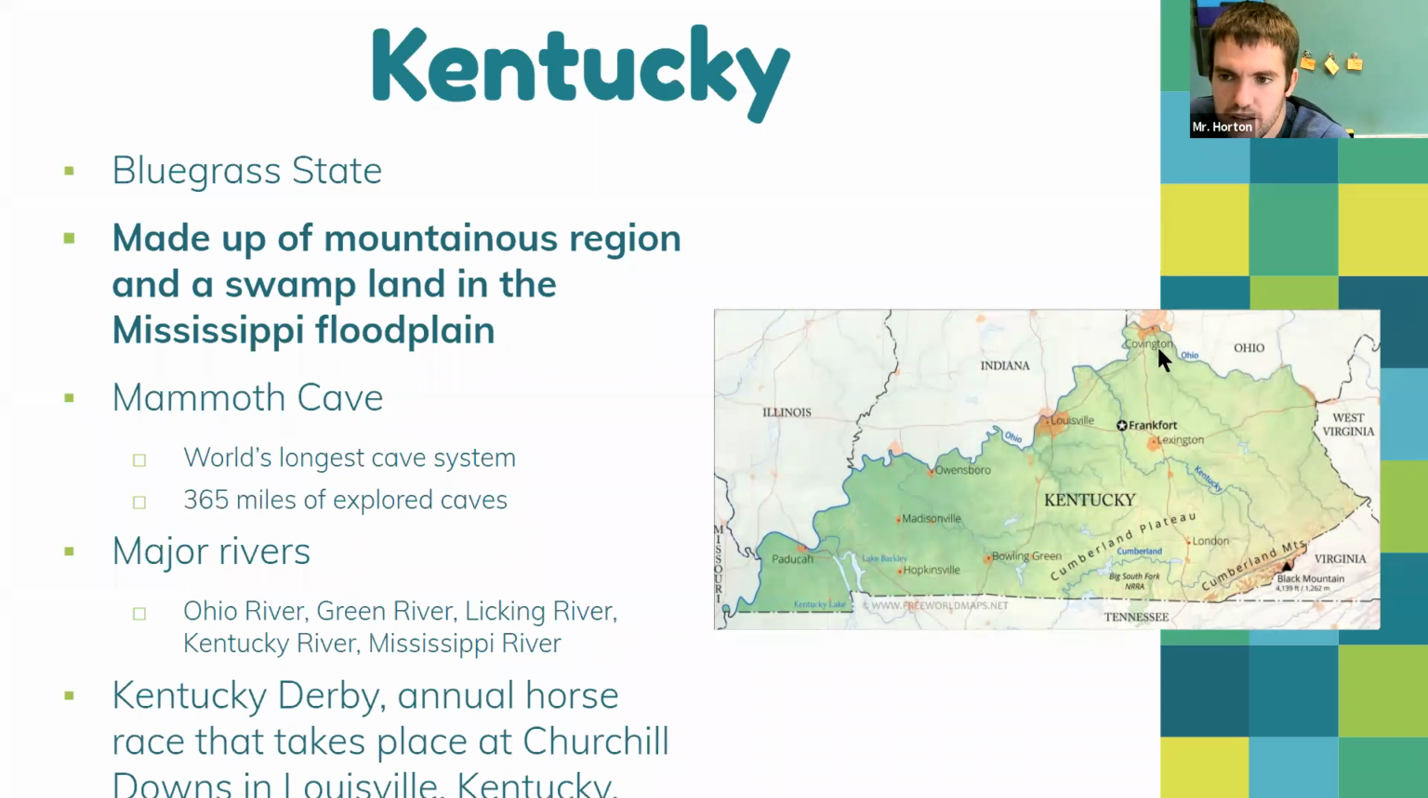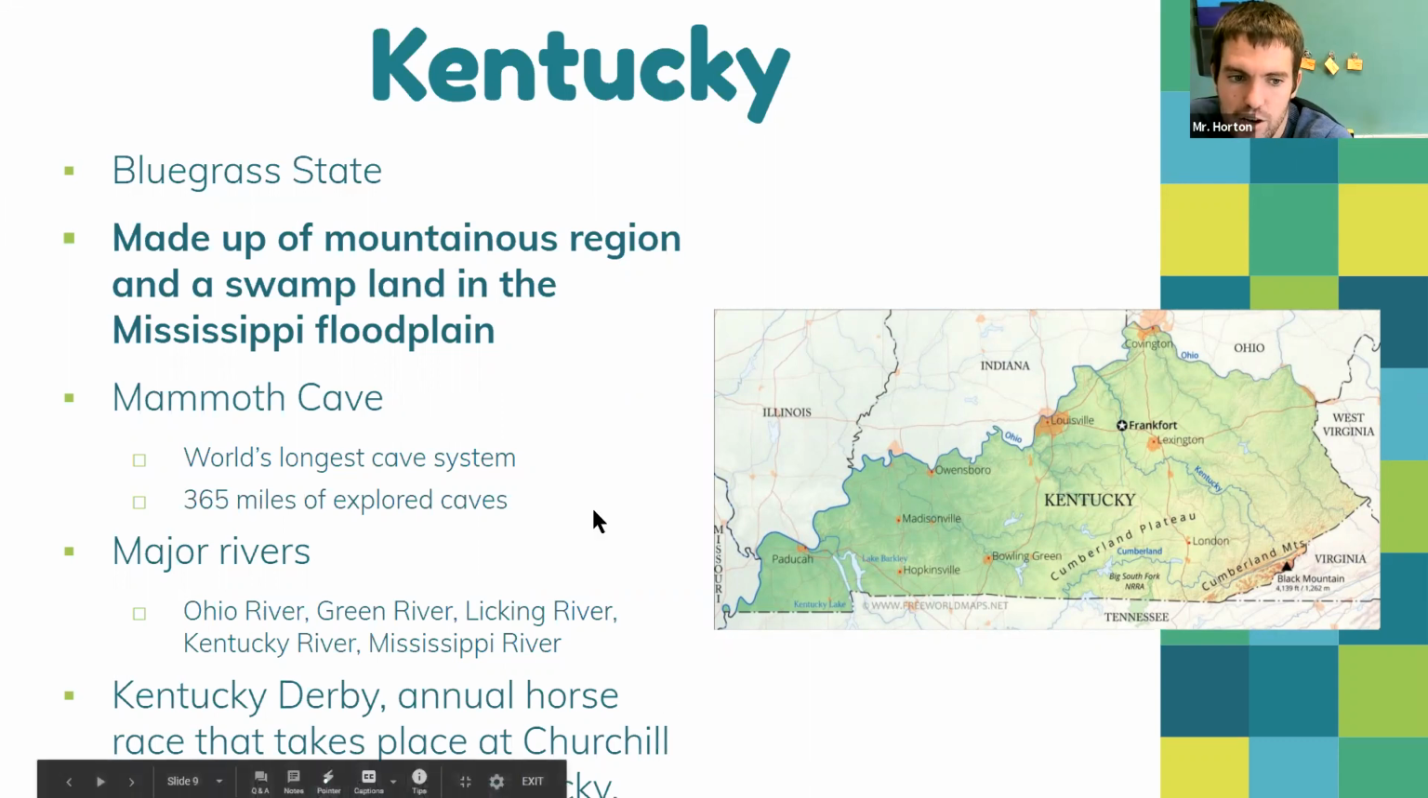There are some other things in Kentucky, such as some major rivers, which include the Ohio, the Green River, the Licking River, Kentucky River, and Mississippi River. Kentucky is also well known for the Kentucky Derby, which was just held a couple weeks ago. It's usually held in the summer or springtime, but due to the pandemic, it was moved to early September.